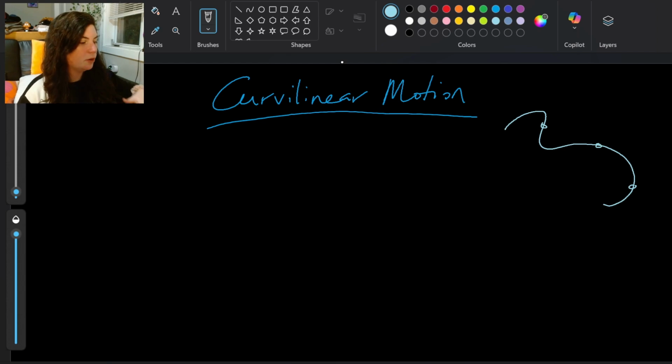So whether we're using rectangular components like our x, y, z, or we might be using normal and tangential components, or polar coordinates, we'll have a few different ways that we can approach these problems, and we'll talk about those in specific videos. But as a general overview, when we're dealing with curvilinear motion, essentially we're going to be using some kind of reference point and then basing everything around that.